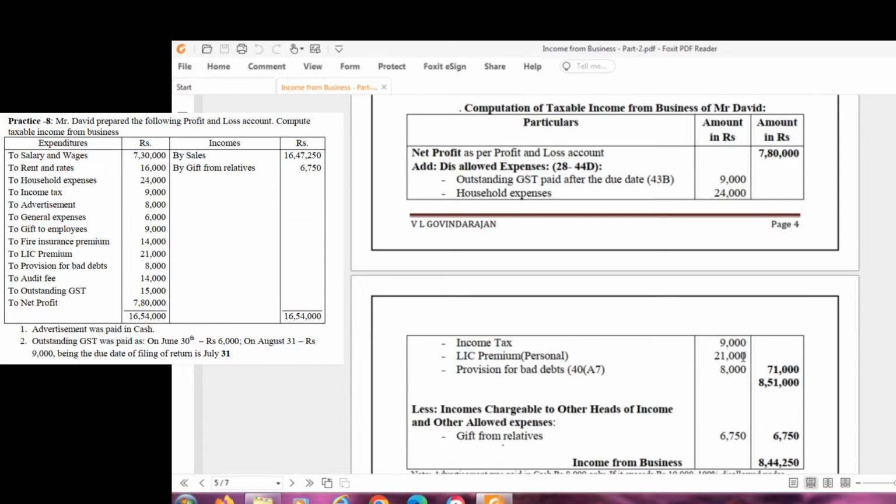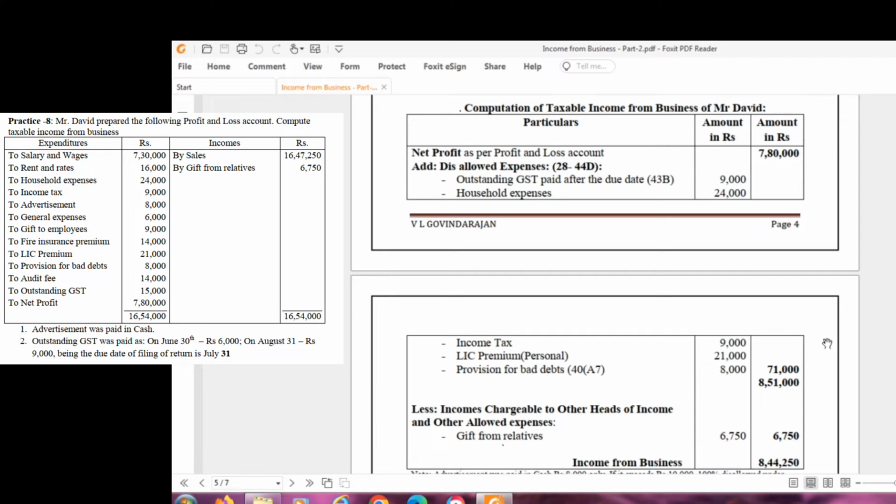Next, provision for bad debts. Any word given in the problems on the debit side as provision will be disallowed under section 40A(7). Disallowed. Next, audit fee, business nature. Outstanding GST we already covered. So all the debit side we covered. Shall we go for the credit side?